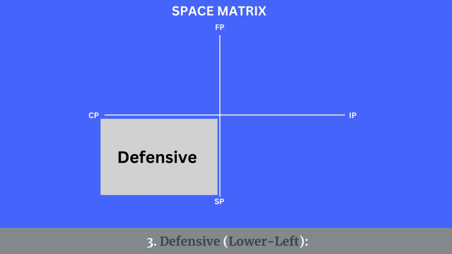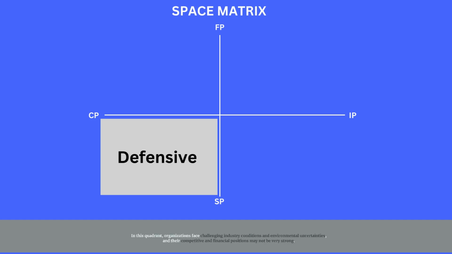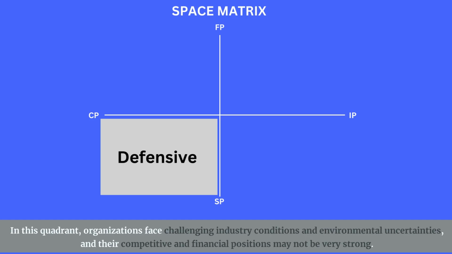3. Defensive, lower left. In this quadrant, organizations face challenging industry conditions and environmental uncertainties, and their competitive and financial positions may not be very strong.